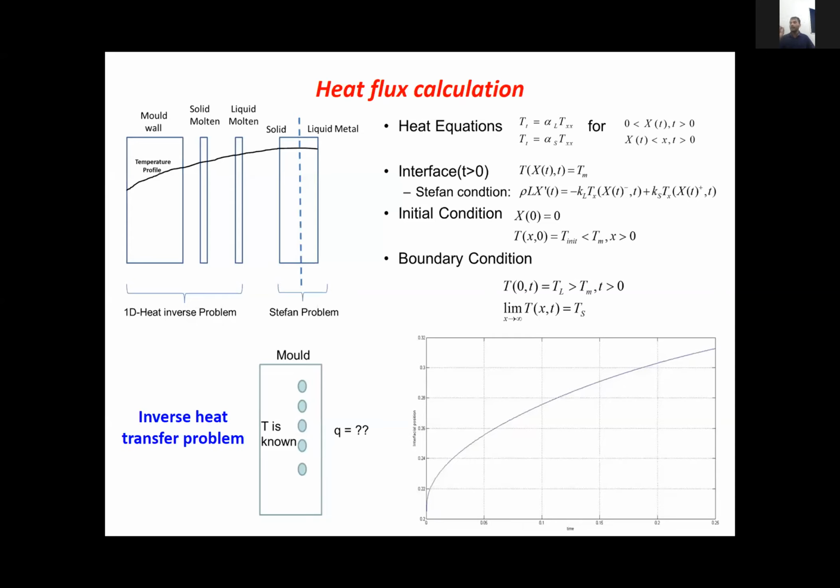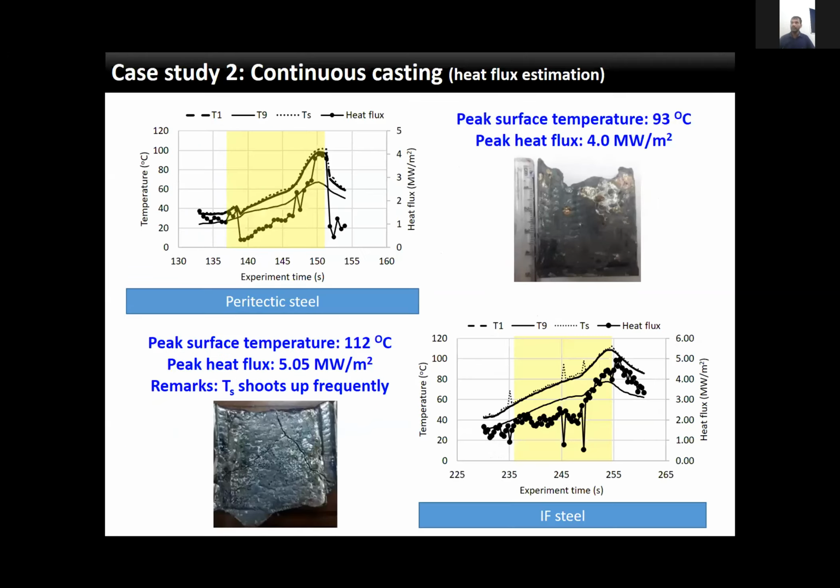The surface temperature of the mold is another critical parameter in the plant to optimize. And another thing is the heat flux. What is the heat flux? That we will see in this slide. You can see here for the peritectic steel, the dotted line shown is nothing but the surface temperature. The surface temperature has smoothly increased, and the heat flux, this bottom curve, has also increased in a gradual manner. You can see the peak surface temperature is 93 degrees Celsius, and the peak heat flux is 4 megawatt per meter square.